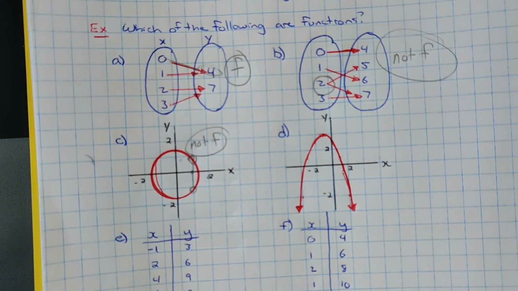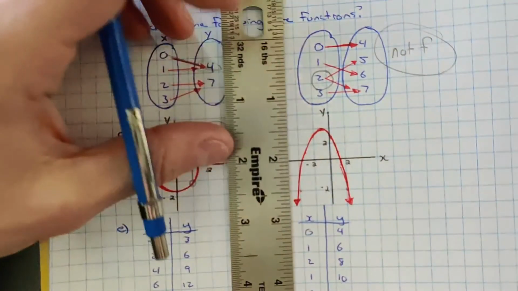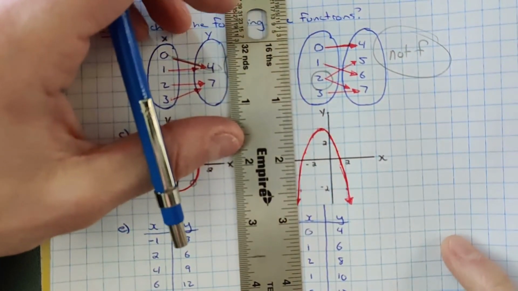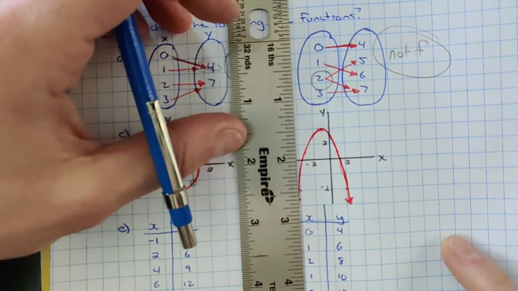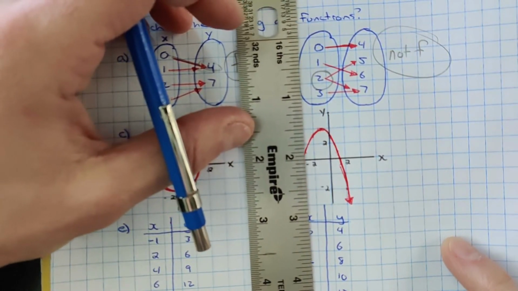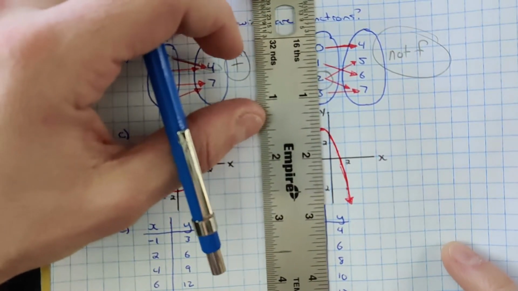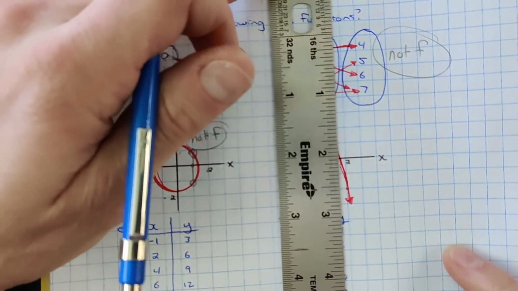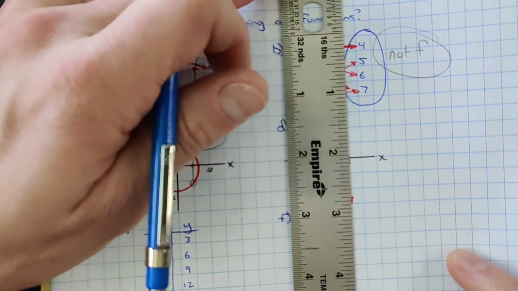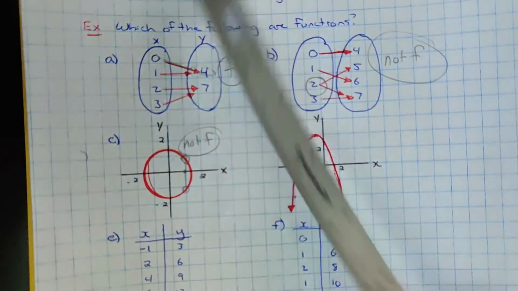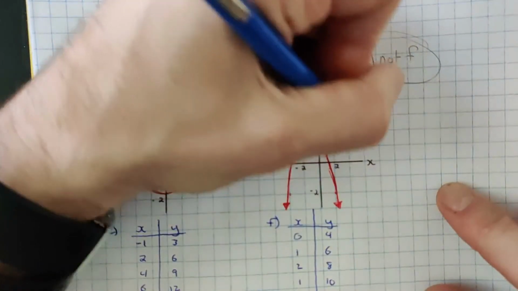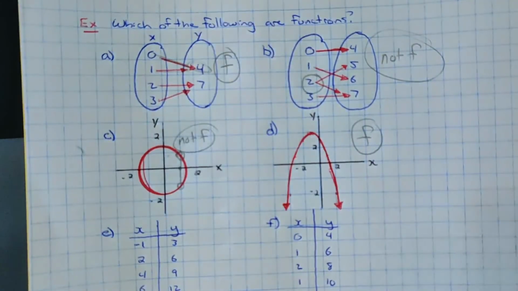Now in the next case here, we've got a parabola. This quadratic function here is a function because if I go across at any given time, any x value only touches the line once. That is a function. All right, a couple more examples.